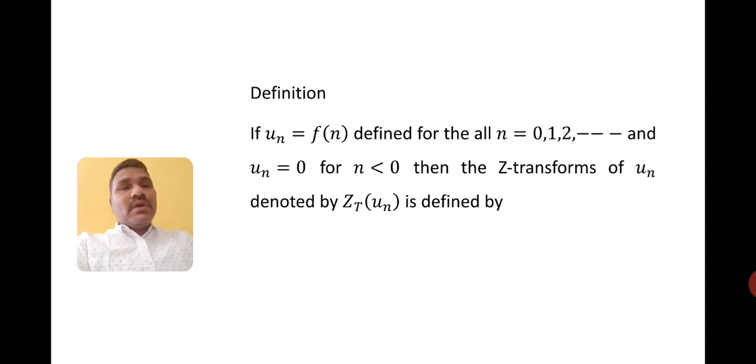Then the Z transform of u_n, denoted by Z{u_n}, is defined this way: Z transform of u_n is equal to the summation, n running from 0 to infinity, of u_n z to the power minus n. Now just observe the right-hand side. When can I say it is convergent? When I supply some values of n and check whether the answer is known to me or not. If it is known, then I can say the Z transform exists and it is convergent, right?